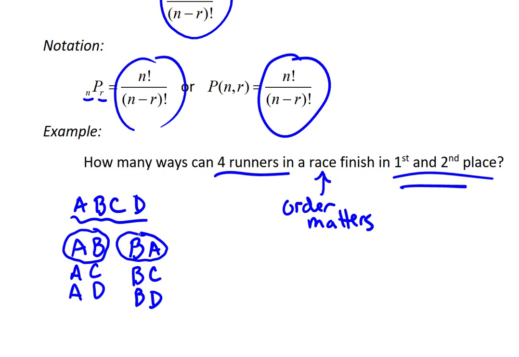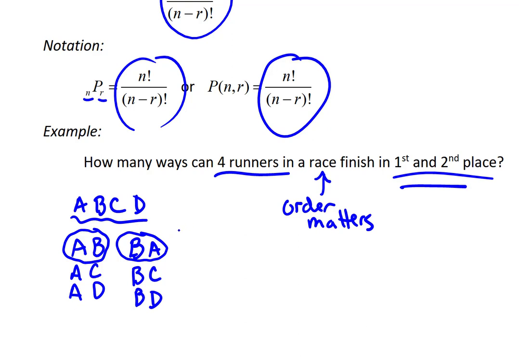Now, this is where we have to be very clear. If order matters, then those are two different possibilities, right? A being first and B being second is quite different than B being first and A being second. And if you want to be sure about that, just ask an Olympic athlete who's ever won a silver or gold medal. It matters if you're in first or second place. The order matters. All right, so those are the combinations where A could be first or B could be first.